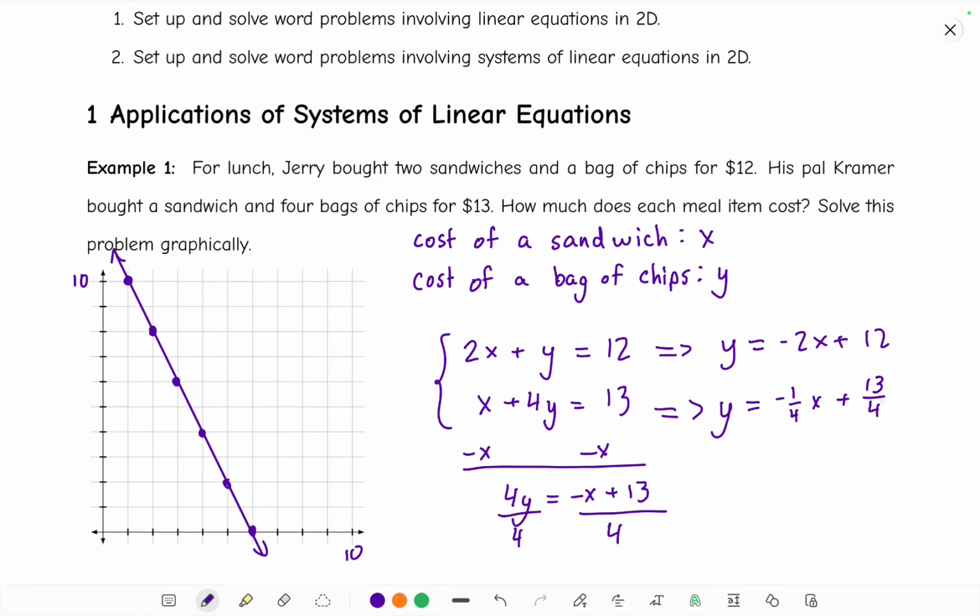And then we have Y equals negative 1/4 X plus 13/4. So if we plug 1 into that, you get negative 1/4 times 1 plus 13/4, which is negative 1/4 plus 13/4, which is 12/4, which is 3. So we get 1, 3. But then our slope is negative 1/4. So we go down 1 over 4, down 1 over 4. And then draw a line through there. And then where these 2 lines intersect is our answer. So our answer is X equals 5 and Y equals 2. So the cost of a sandwich is $5 and the cost of a bag of chips is $2.